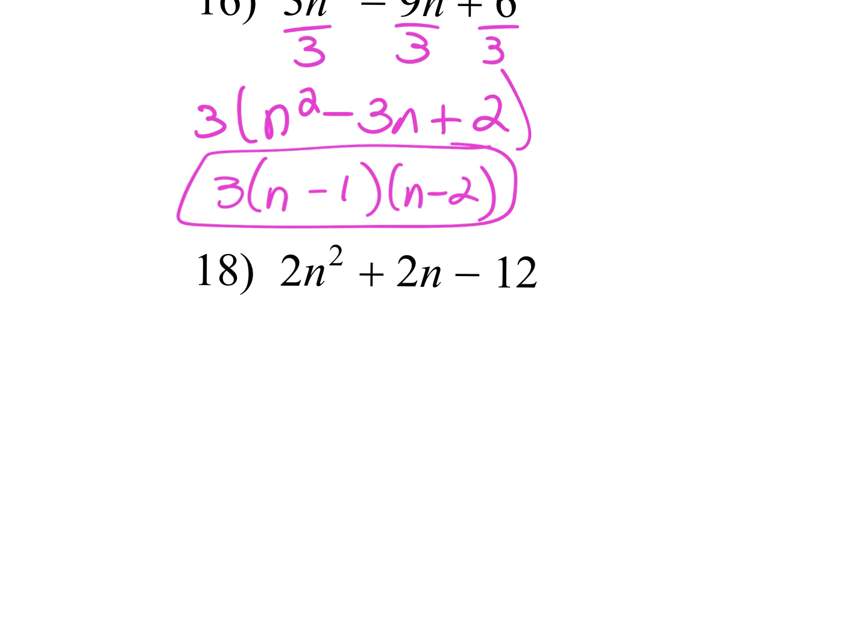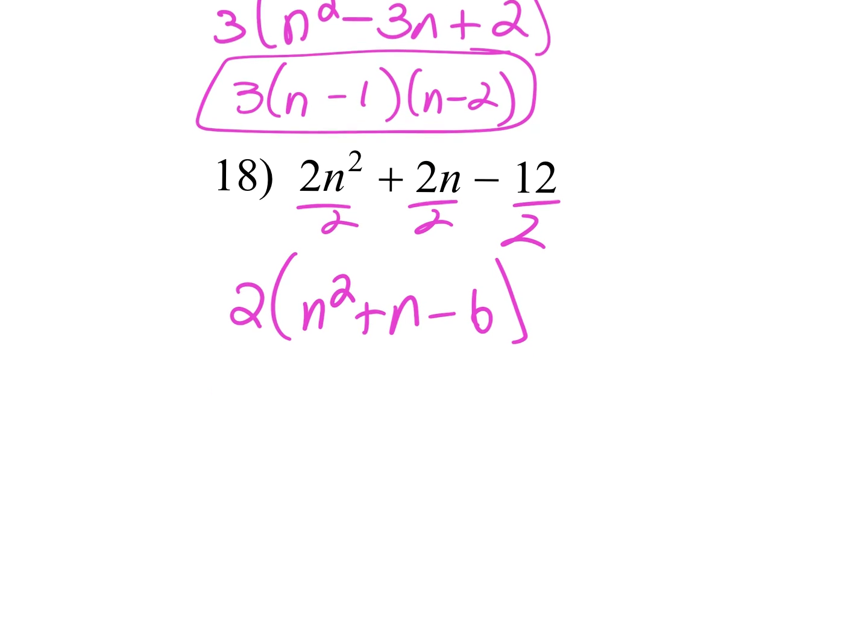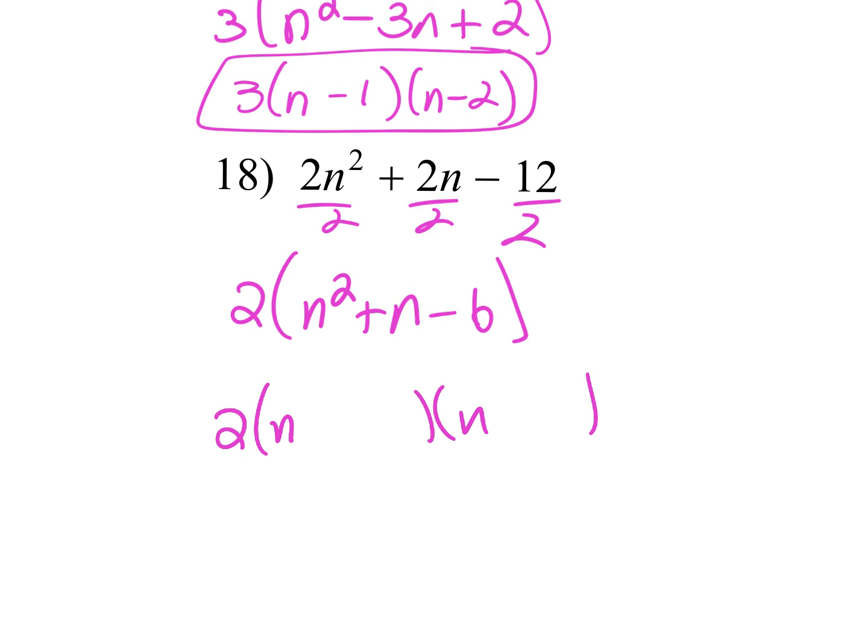What about 18? Okay, take out the 2. So I'll take out my 2. I'm left with n squared plus n minus 6. So are there factors of 6 that'll multiply to give me a negative 6, but add to give me 1? Plus 3, good, negative 2. Since the last sign is negative, that means the middle sign goes with the bigger factor.